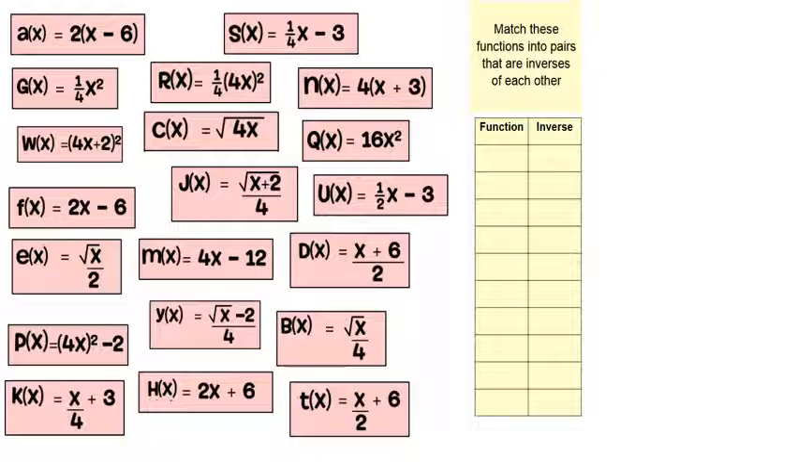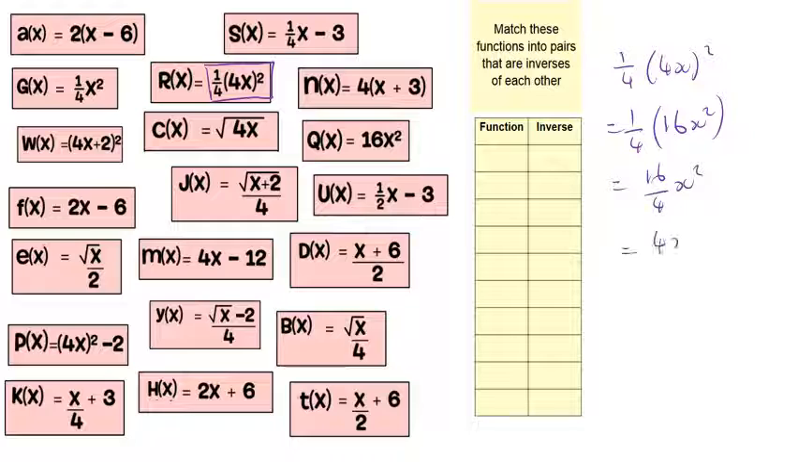Have a try with the questions of these. So all of these have a pair. Some of them are a bit tricky to spot. So I'm just going to rewrite some here. So this one. Now, if we think about expanding that, that's equal to a quarter. If we multiply the brackets, we've got 16x squared, which is the same as 4x squared. So the original way they had written this was quite confusing. So look out for the pair for that one as being 4x squared.